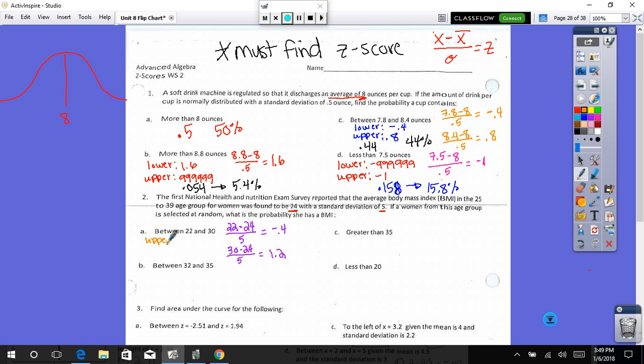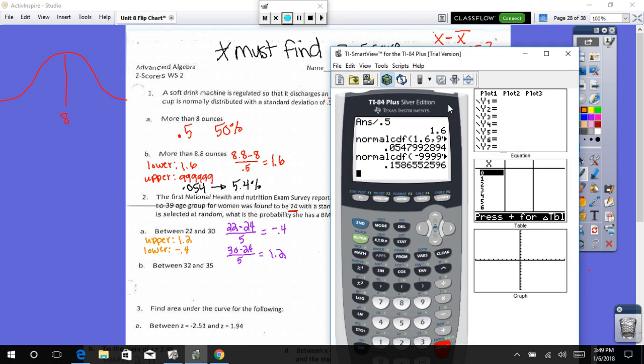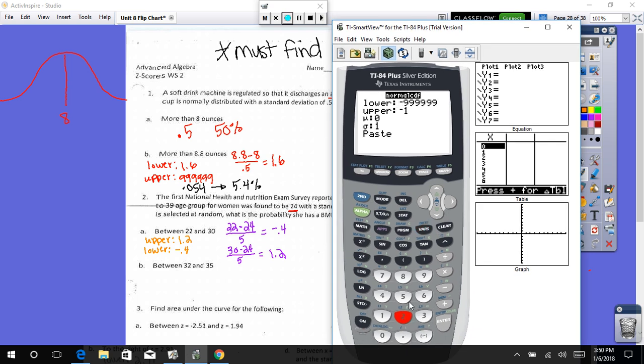So in my calculator, my lower is the negative 0.4, and the upper is 1.2. Whoops, totally wrote that backwards. Paste it. And we get a percentage of 0.54, which becomes 54%.